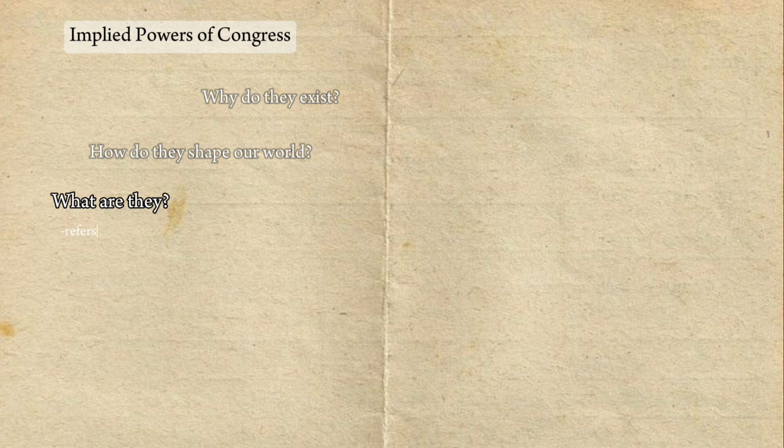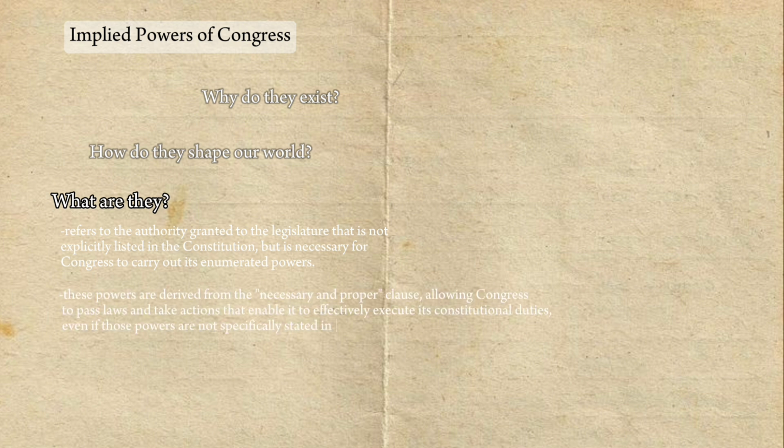Think of the Constitution like a toolkit. Some tools are clearly labeled. Those are the enumerated powers, like the power to tax or declare war. But then, there are situations where you need a tool that isn't explicitly listed. That's where implied powers come in. They are powers that Congress uses to do its job effectively, even if they're not directly written down.